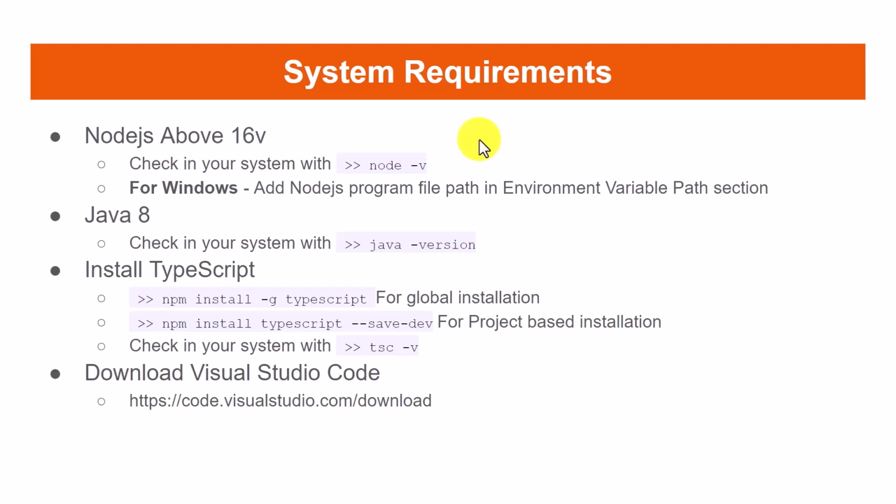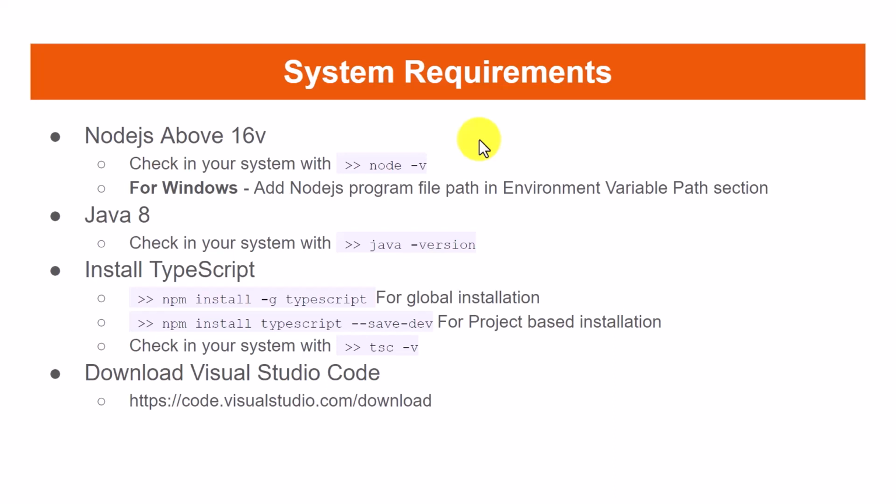You can check, and I have given the statement for how to check. Type node minus v in your CMD or terminal, and you will see what version you have installed. If it is not installed, we will check how to install that as well. I will let you know which link we have to follow. For Windows, there is a special thing: we have to set the path of the program file of Node.js. We don't have to do that on Mac. It is automatic on Mac, but for Windows we have to set the environment variable.